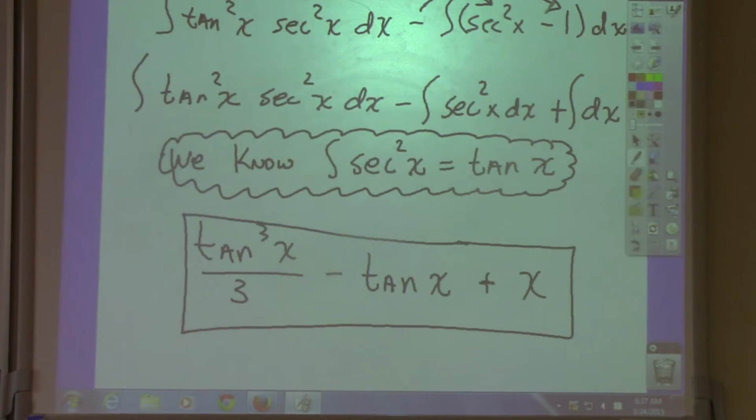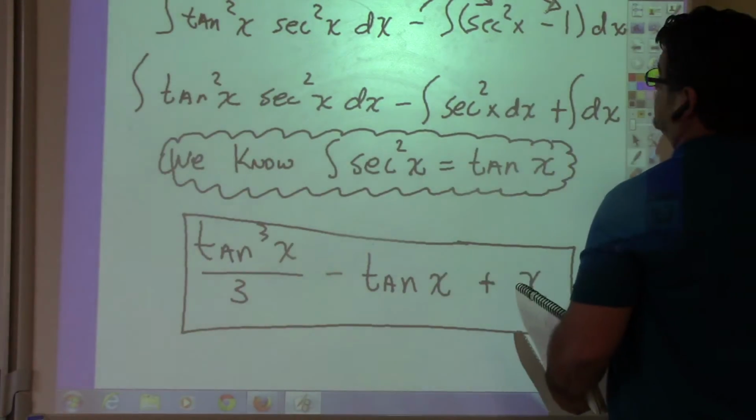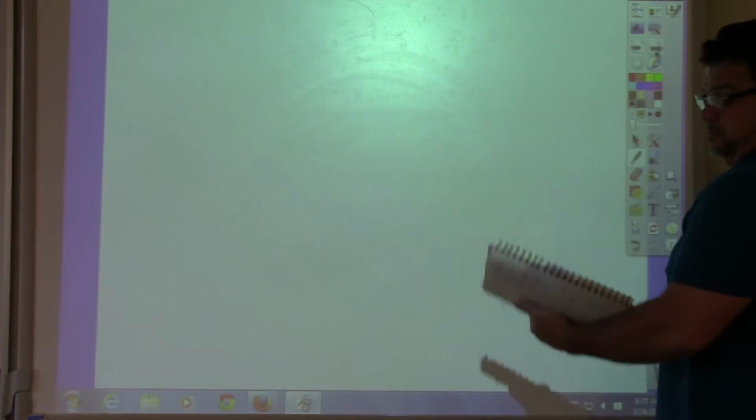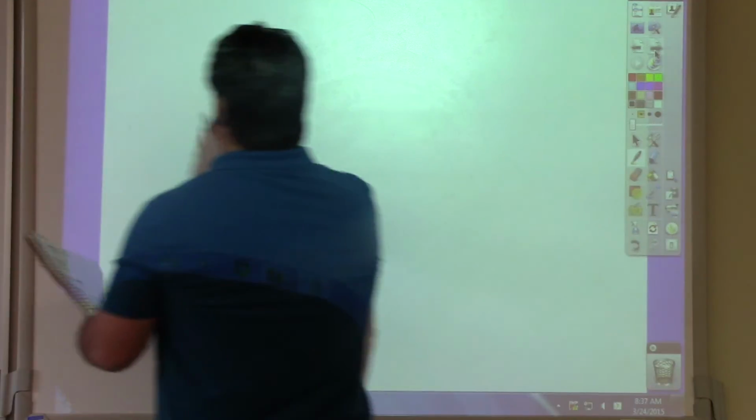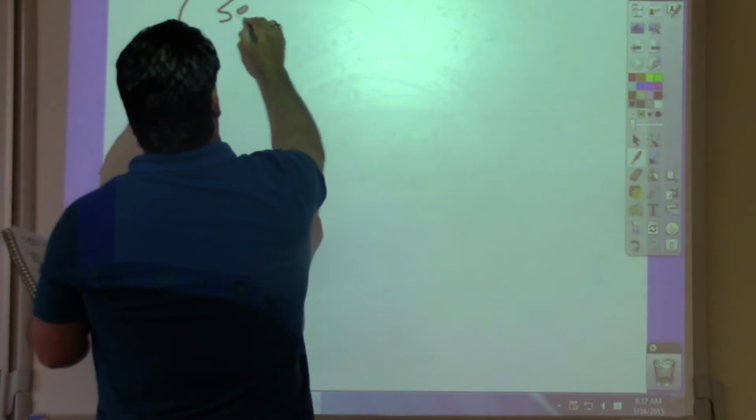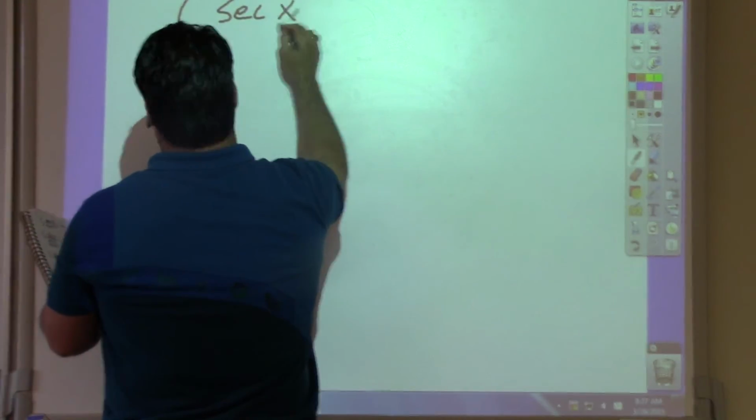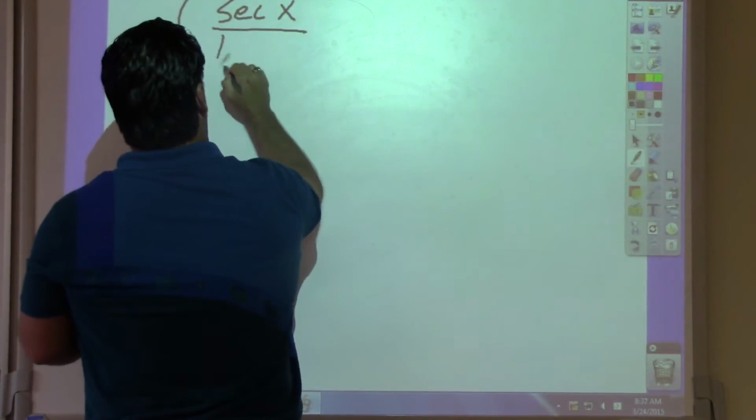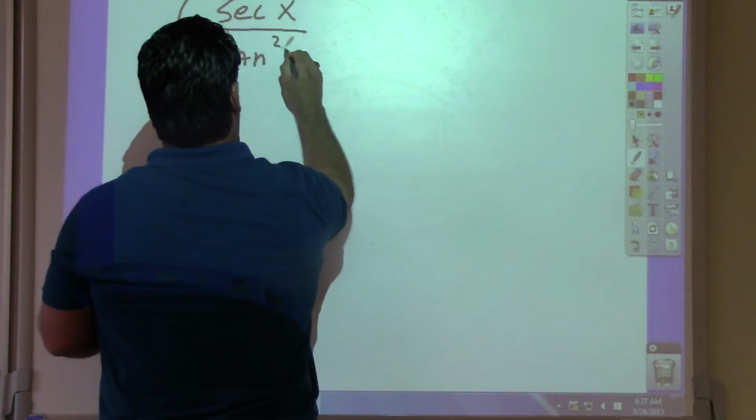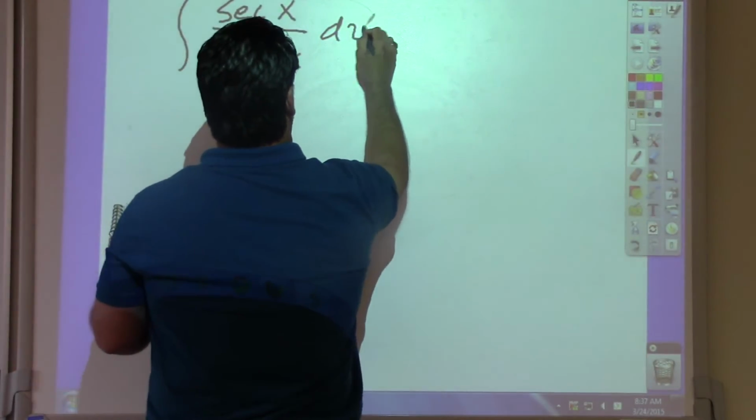Don't know if we did this one or not. Antiderivative of secant x over tangent squared of x dx.